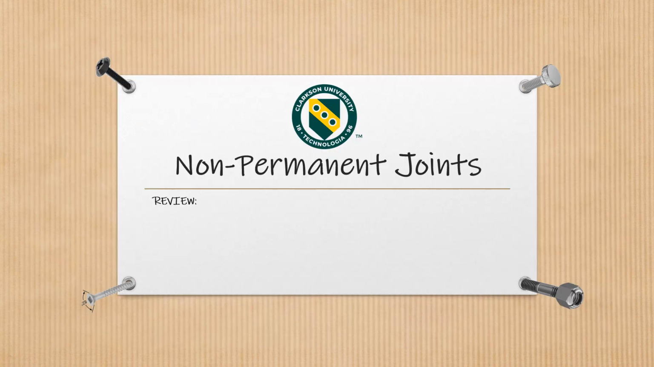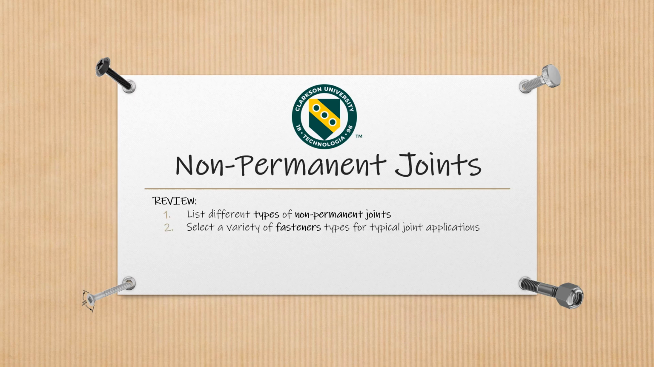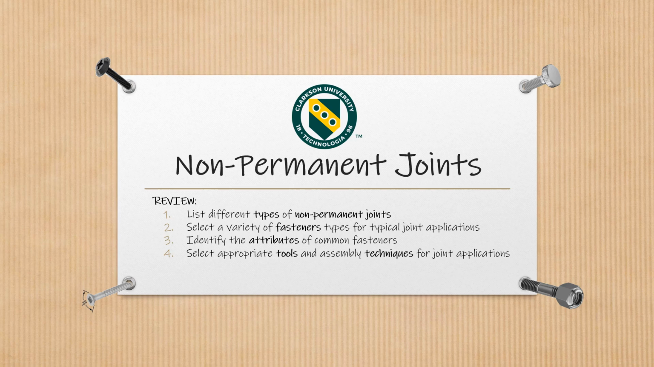Here's a summary of the key topics we've covered in non-permanent joints. We've listed different types of non-permanent joints. We've shown how you can select a variety of fasteners for typical joint applications and also identify the attributes of common fasteners. We've shown how you can select appropriate tools and assembly techniques for joint applications and how you can understand design considerations for joint and fastener selection.